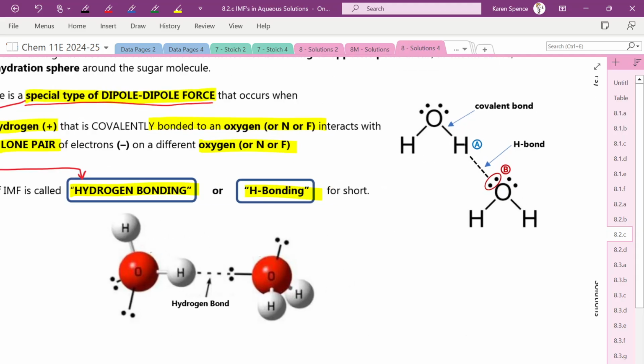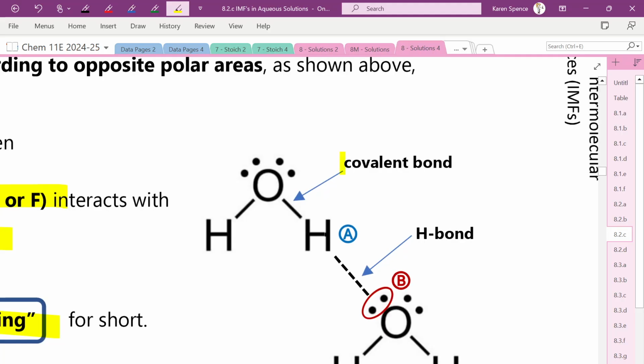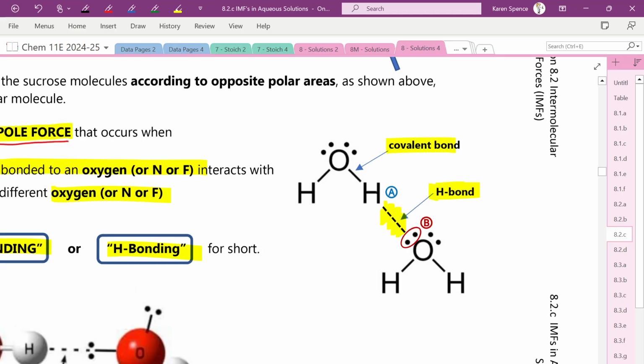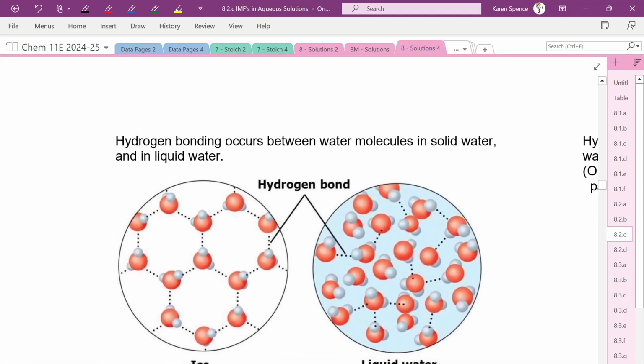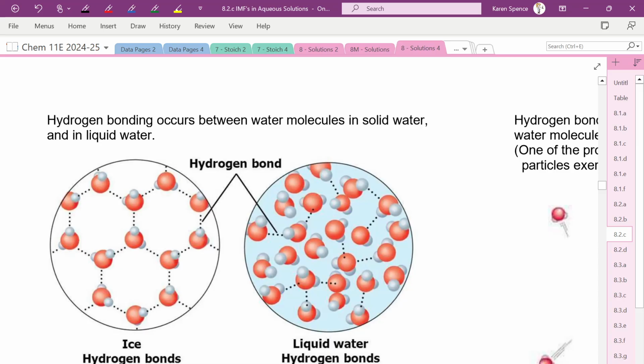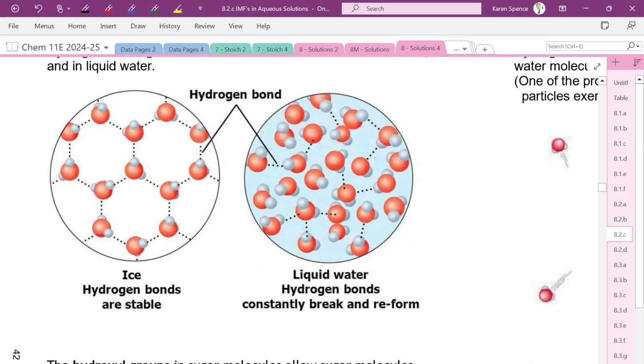All right, just bear in mind, this covalent bond, that's not your hydrogen bond. It's that intermolecular force in between. Now, I remember in the other class, I actually did something a little earlier. No, let's finish hydrogen bonding first. So here's hydrogen bonding. We've got hydrogen bonding in ice and hydrogen bonding in liquid water.